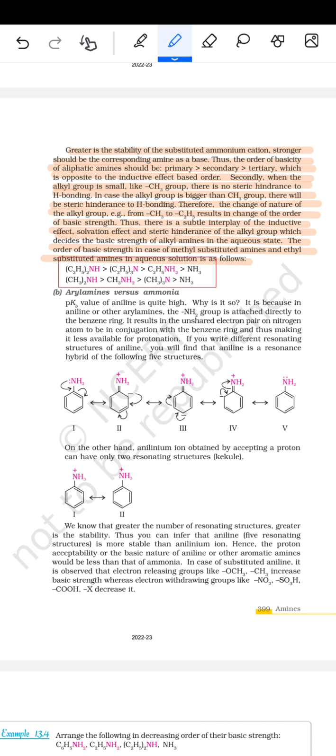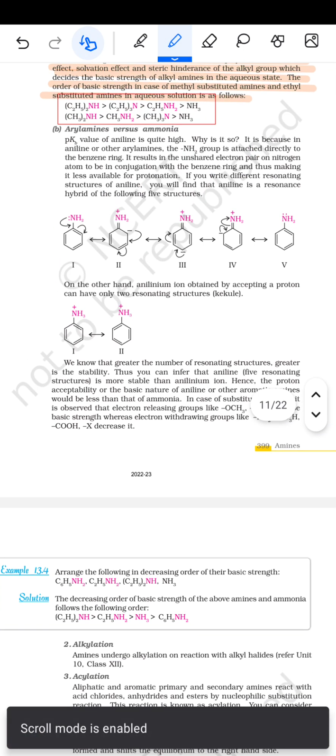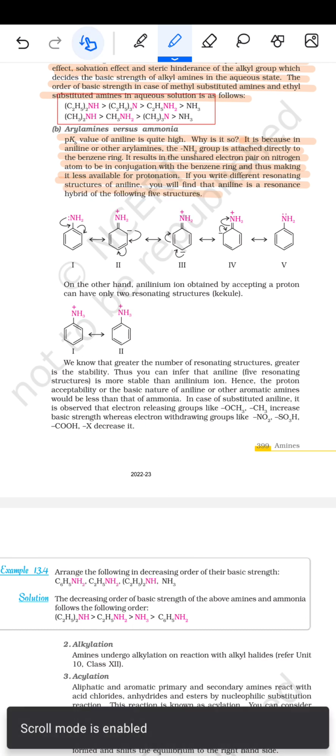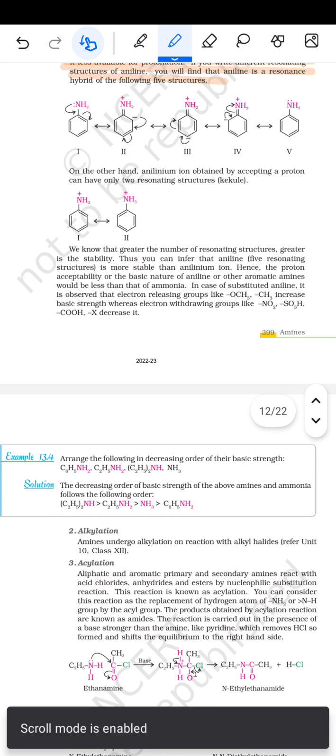After this comes aryl amines versus ammonia. So the pKb value of aniline is quite high. Why is it so? It is because in aniline or the other aryl amines, the NH2 group is attached directly to the benzene ring. It results in the unshared electron pair on the nitrogen atom being in conjugation with the benzene ring, thus making it less available for protonation. If you write different resonating structures of aniline, you will find that aniline is a resonance hybrid of the following 5 structures. So this is the first, second, third, fourth, then fifth.